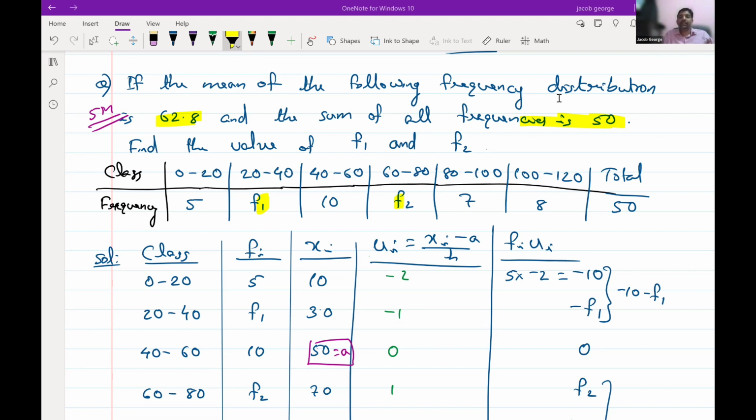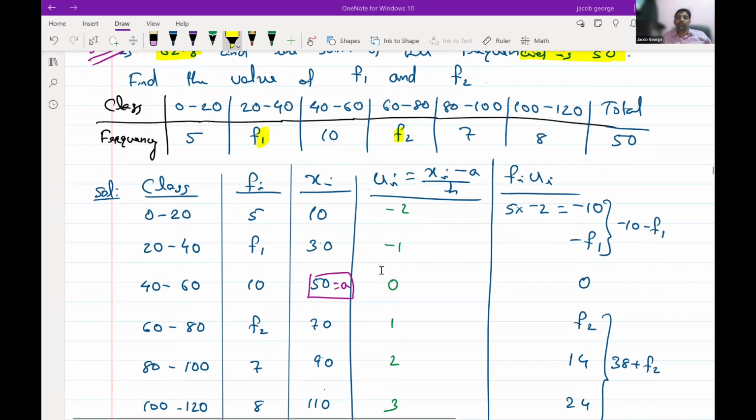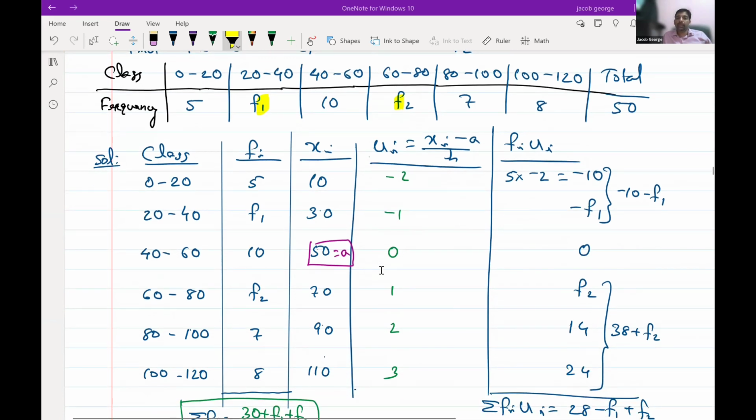Now, class, we have to copy the class. Then the frequency also you will copy from the question. Then xi is the middle value of the class. That is 0 to 20, 0 plus 20 by 2, that is 10. 20 to 40, it is 30. 40 to 60, the middle value is 50. Then 60 to 80, the middle value is 70.